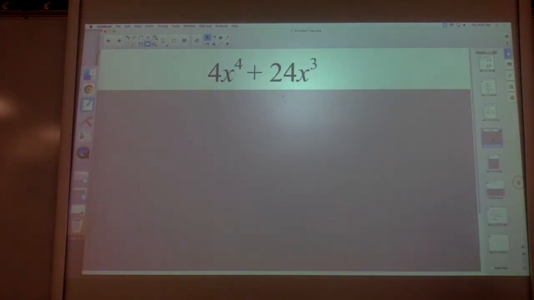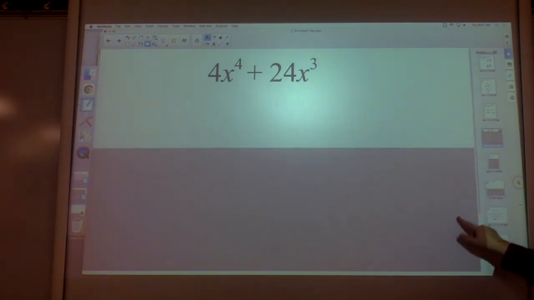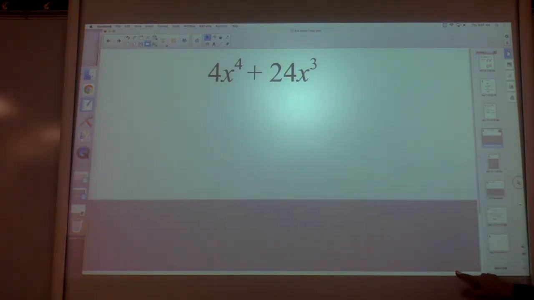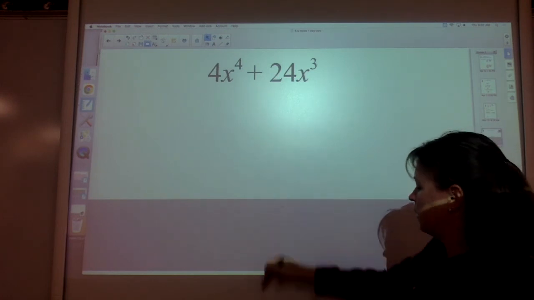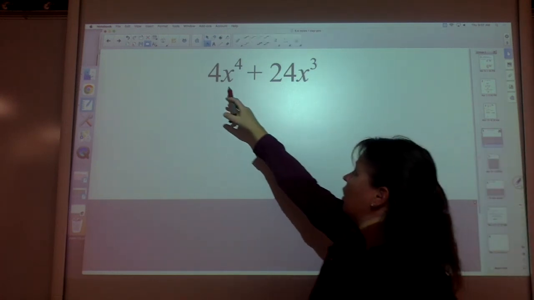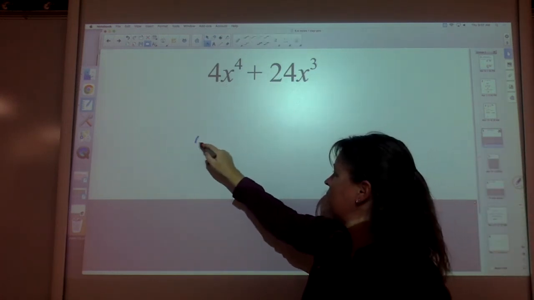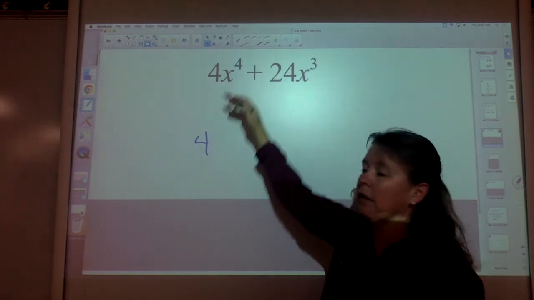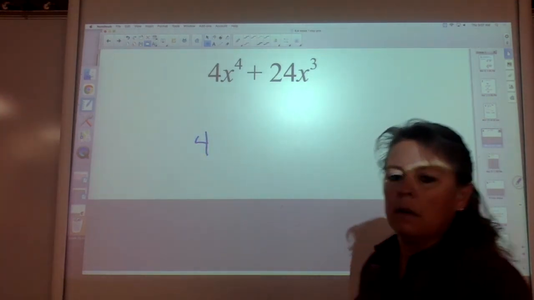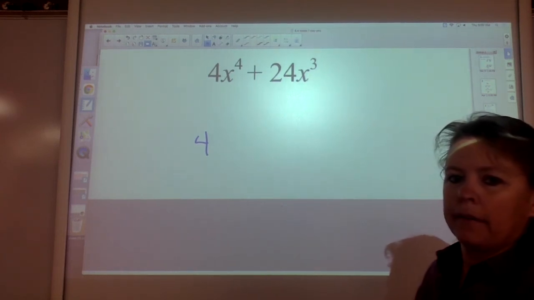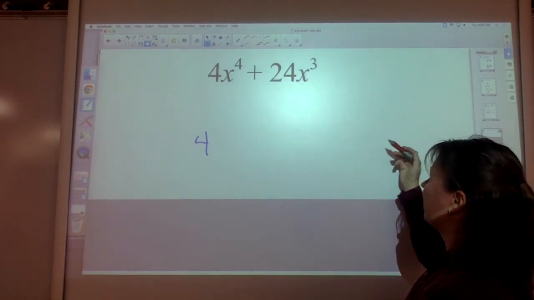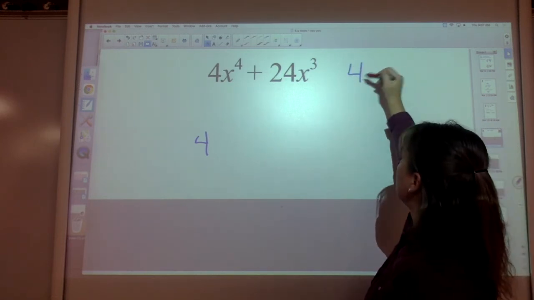Write this down, 4x to the 4th plus 24x cubed. First, you have to find its greatest common factor. And instead of me writing it off to the side and writing it twice, I'm just going to write it right away where it belongs. 4 is the greatest common factor of 4 and 24. Give yourself some space. Move it down. Write it lower so that you have room to divide. Or I guess you could write it off to the side if you want.